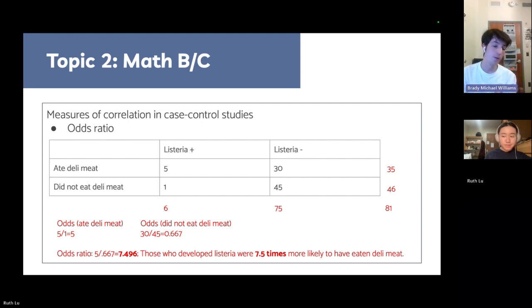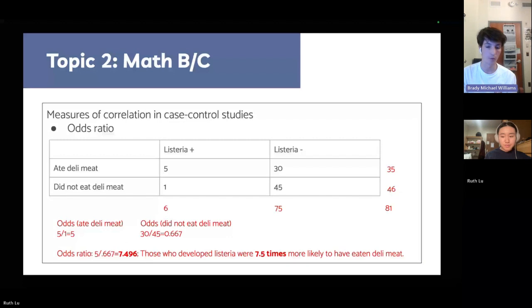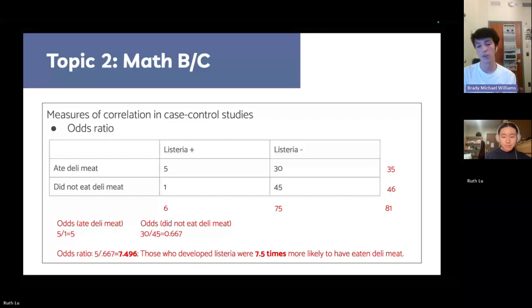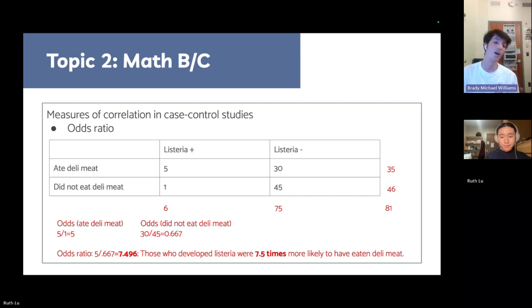And the way we interpret that is those who develop listeria are 7.5 times more likely to have been exposed, to have eaten the deli meat. So it's important to see that distinction. It's kind of backwards from the other one, right? Where this time you're starting from developing listeria and seeing how likely they were to have been exposed.